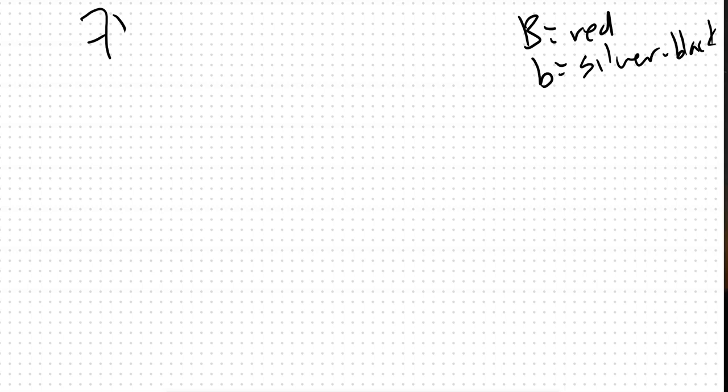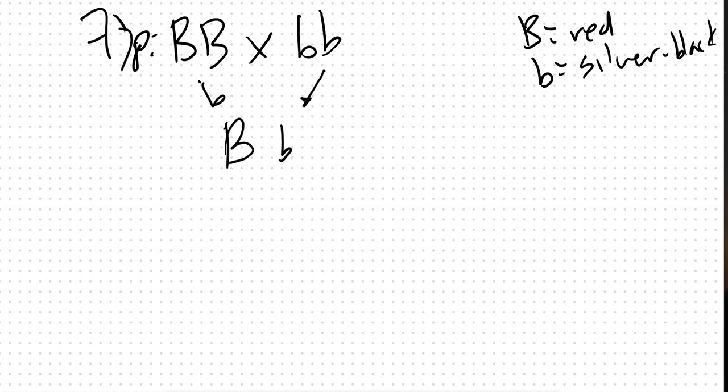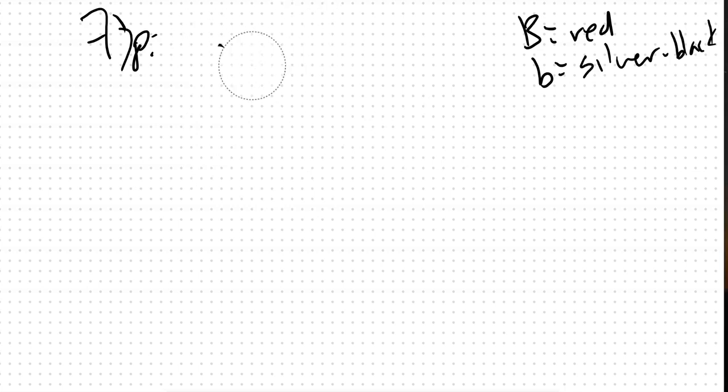Next part, pure red to silver black. So again, you're just practicing doing these crosses. I can already tell you that the only possible gamete this can give is a big B, only possible gamete this can give is a little b. So 100%, they're going to be heterozygous and 100% they're going to be red. All right. Easy enough. Okay, it tells you carrier means it's a heterozygote. So that's the end of number 7.